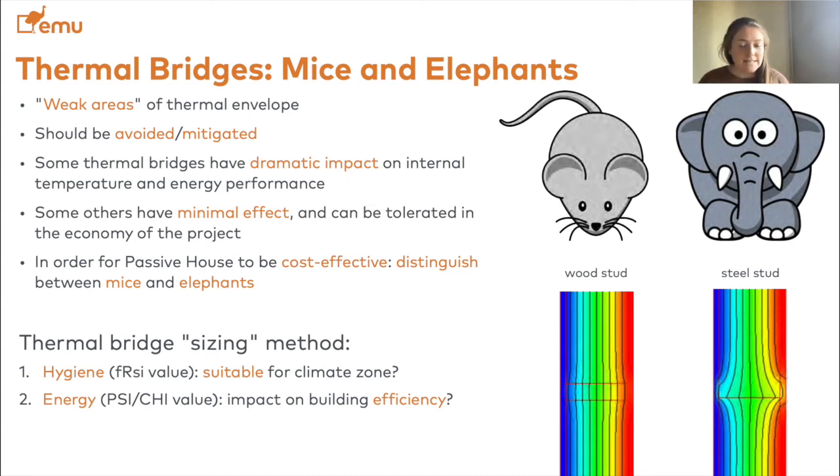One way to check to see if a thermal bridge is a mouse or an elephant is to see if it passes what Passive House calls the hygiene criteria. The way to do that is you look at the FRSI value, or the temperature factor, which we talked about last week on Monday BS. If you're not sure what that is, please go to our channel and look for the Monday BS playlist, and check out last week's conversation. You look at the FRSI value of that thermal bridge and compare that to the climate specific requirements set by Passive House performance criteria for that particular project.